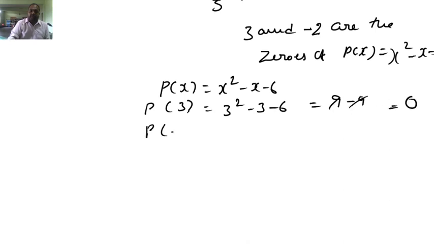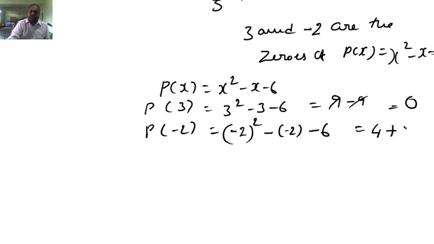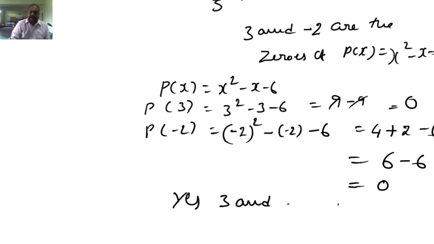Now go to p of minus 2. Minus 2 square minus, instead of x you substitute minus 2: minus of minus 2, minus 6. Minus 2 square means minus 2 into minus 2. Even number power, so the answer will be plus 4. Minus into minus is plus 2, minus 6. 4 plus 2 is 6. 6 minus 6 is equal to 0. Yes. 3 and minus 2 are the zeros of the polynomial.